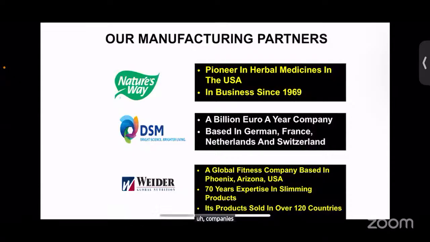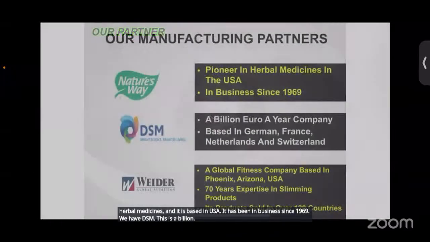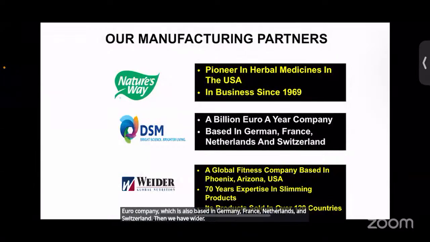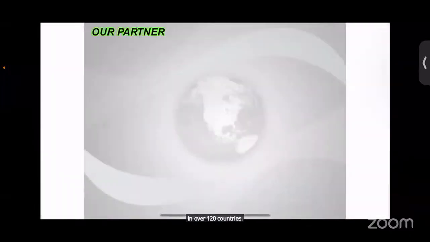The first one is called Nature's Way. Nature's Way is a pioneer in herbal medicines, based in USA, and it has been in business since 1969. We have DSM. This is a billion euro company also based in Germany, France, Netherlands, and Switzerland. Then we have Wider. This is a global fitness company based in USA, with 70 years expertise in slimming products. Its products are sold in over 120 countries.